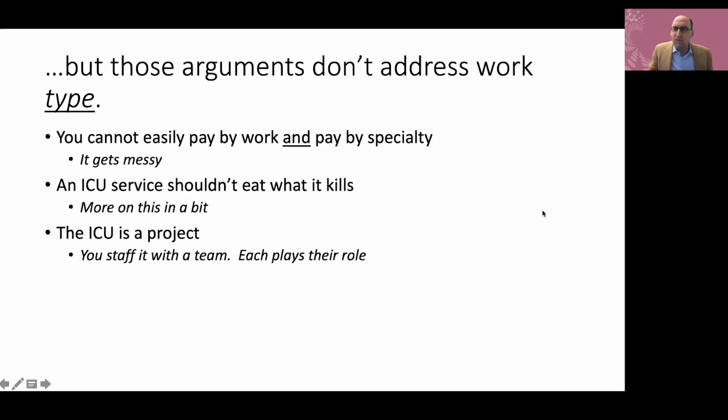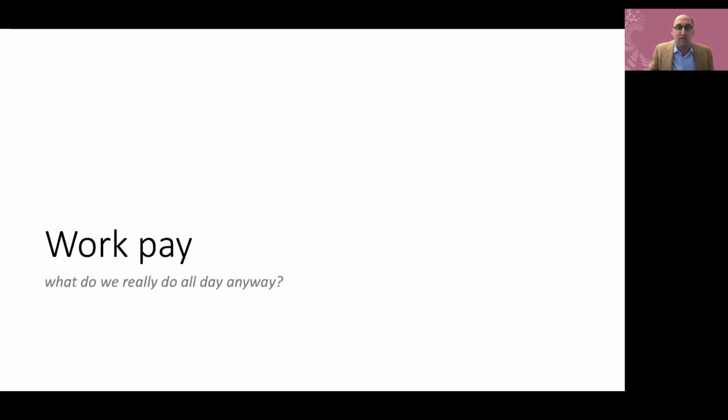An ICU service also shouldn't eat what it kills, and I'll talk about that a little bit more later, but what you don't want to set up here is either competition against yourself or perverse incentives. Again, more in a little bit. And the ICU is a project, so you have to think about how you're going to staff it as a project. You staff it with a team. Getting everyone to play their role and to play their role harmoniously is important. Specialty pay allows for that. Type-specific pay tends to set up gradients and incentives that actually antagonize that process.